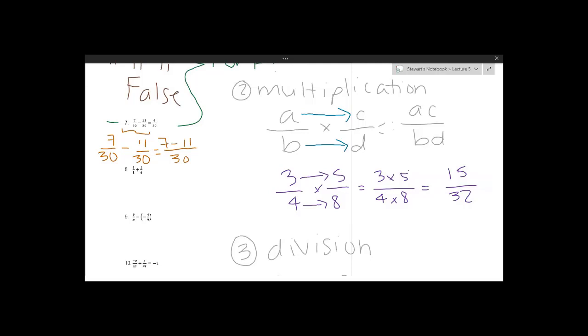And as we discussed in the lecture where we're adding and subtracting signed numbers, with 7 minus 11, you're going to count back from 7. You can also think of that as 7 plus -11 or -11 plus 7, however you want to think about that and do it. And any way you think about it, you're going to get -4/30, which is not +4/30. So this is also false.